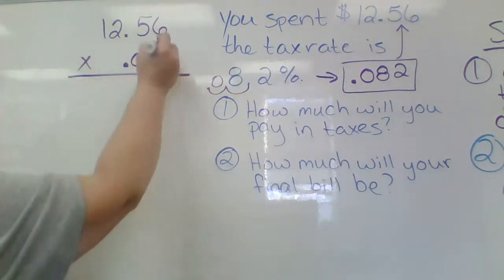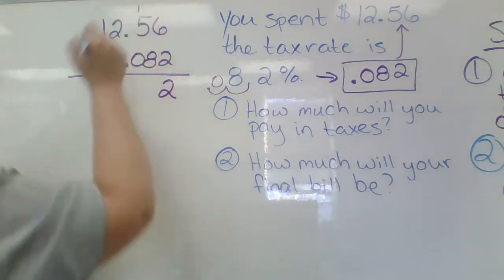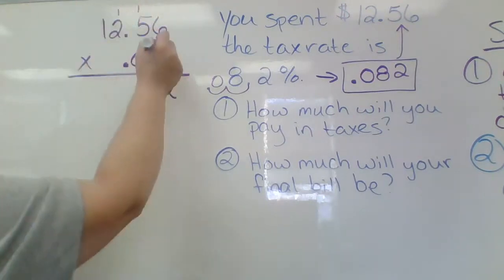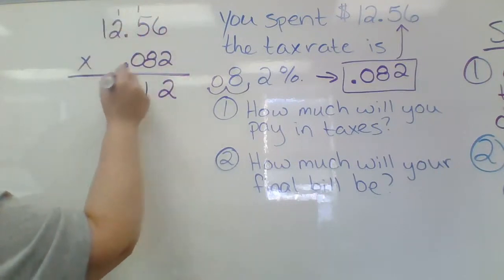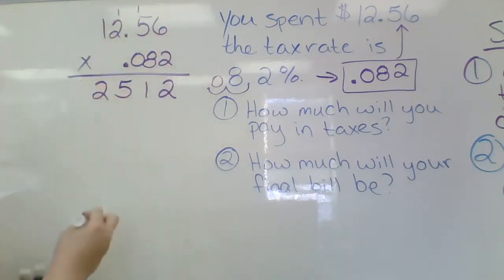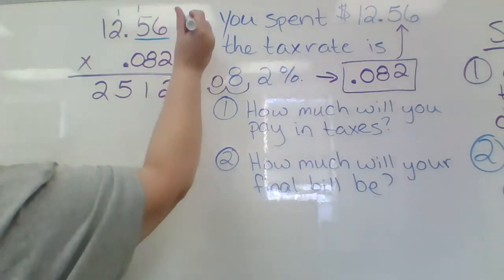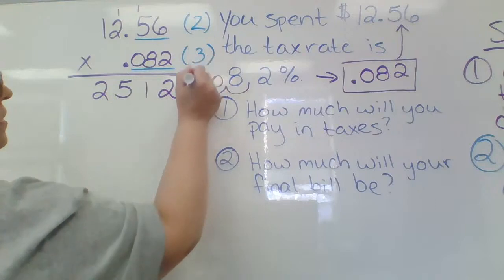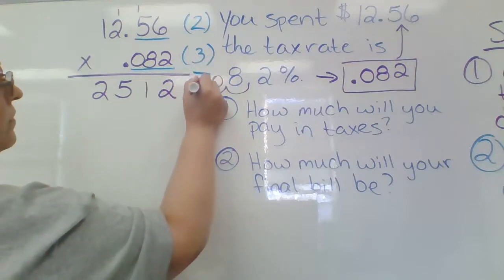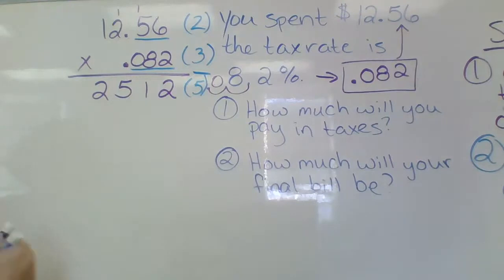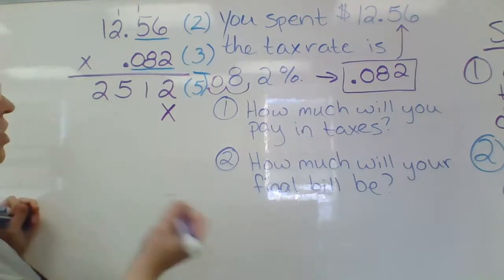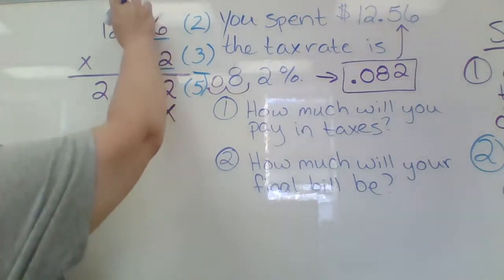2 times 6 is 12. Drop your 2, carry your 1. 2 times 5 is 10, plus the 1 is 11. 2 times 2 is 4, plus 1 is 5. 2 times 1 is 2. Oh, what did Miss Long forget to do before we started? How many digits do we have here? We have 2 digits here. How many digits do we have here? We have 3. So in the end, what are we going to have? 5. All right, now we can continue. Placeholder, whatever you use. Remember, Miss Long uses an X. Y'all can use a 0. It doesn't matter.